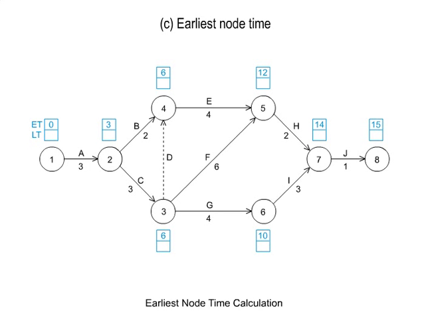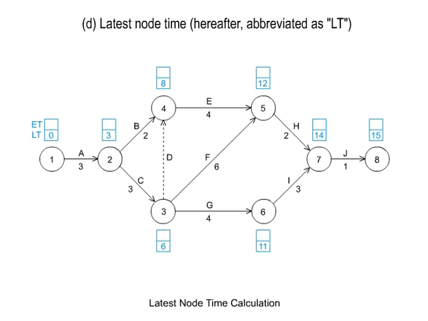In the illustration, in each of the rectangular boxes near the nodes, the upper box shows the ET. Although ET represents the total required time of predecessor activities, where there are two or more predecessor activities, the one with the largest value is used.